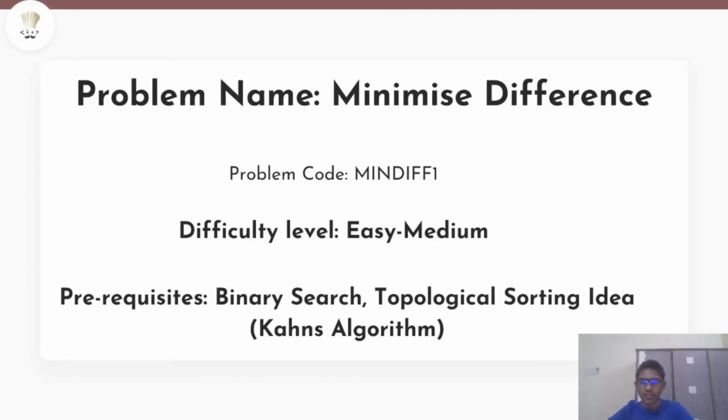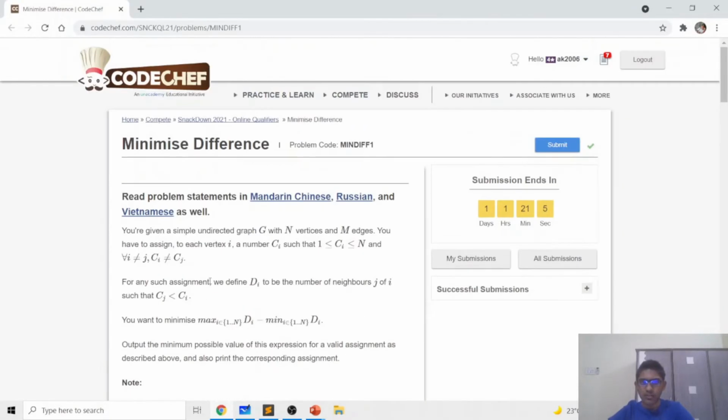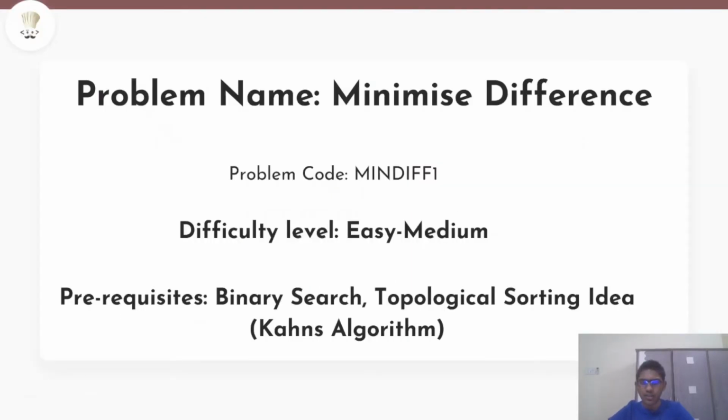My solution actually modifies Kahn's algorithm because in this problem we are given an undirected graph. So that's why we can't directly use topological sorting, because there is no such thing as a topological sorting of an undirected graph. That's why we use a modification of Kahn's algorithm to solve this problem, and we also use binary search. So you need to know those two topics well.